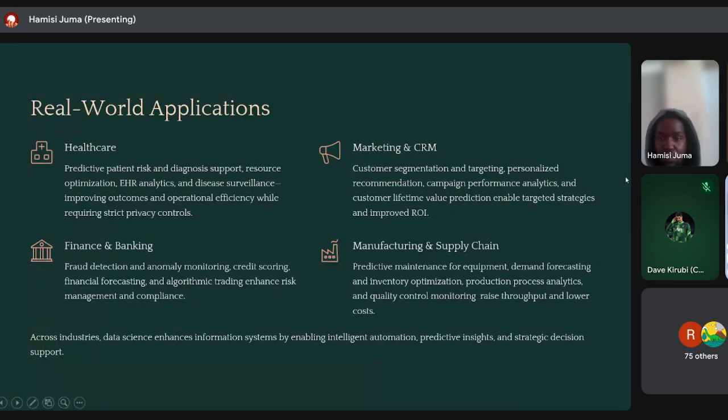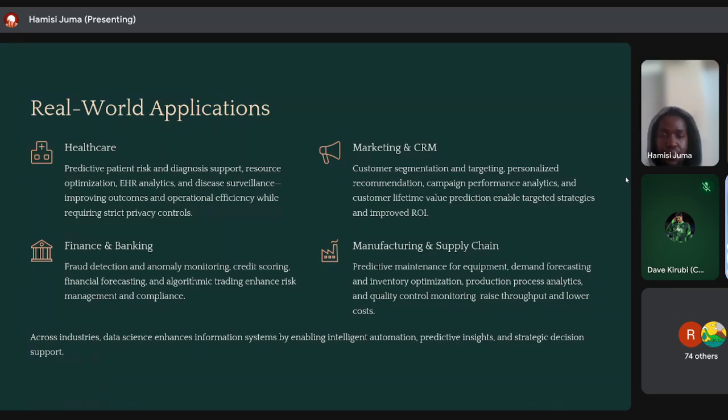Next, we have finance and banking, where data science helps with fraud detection and anomaly monitoring. Here, we identify unusual transaction patterns to prevent financial losses and security breaches. We also have credit scoring, where we analyze the financial history and behavior to evaluate loan eligibility and risk levels.